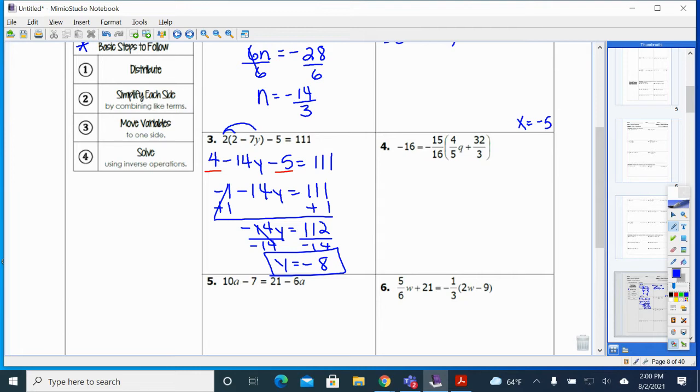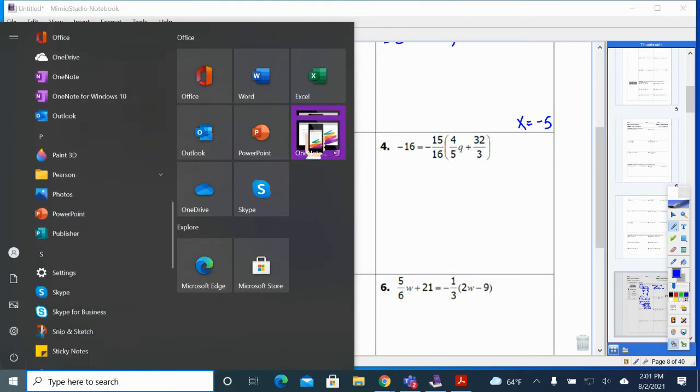Example number 4 is almost identical to example number 1. The only difference is you've got fractions, and you're just going to do that in a calculator. Most of you are going to multiply those out in the calculator. Let me pull up my calculator really quick.